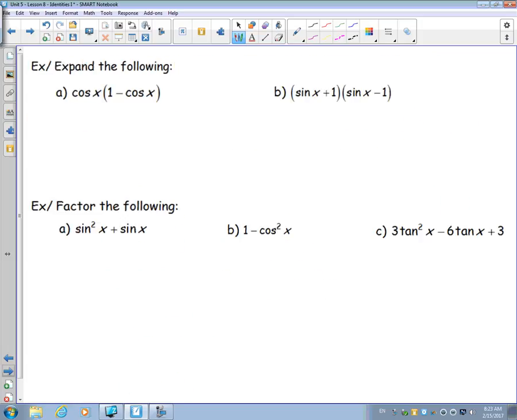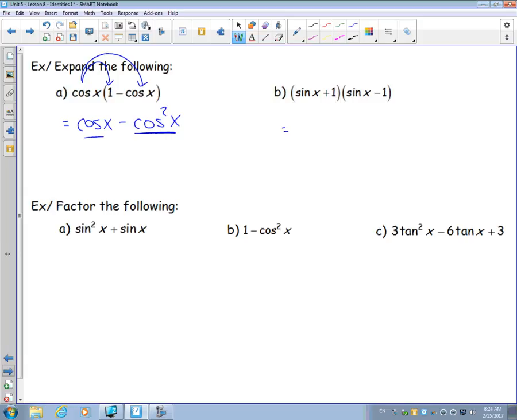All right, other ideas we can do. We can expand things. How do we expand? Oh, we multiply. Cos x times 1, that's cos x. Cos x times cos x, that's cos squared x. Totally fine. The same way we've done algebra, we can do with trigonometric things. I can't really simplify that one because they're not like terms. This has a squared, this does not. They cannot be added together.